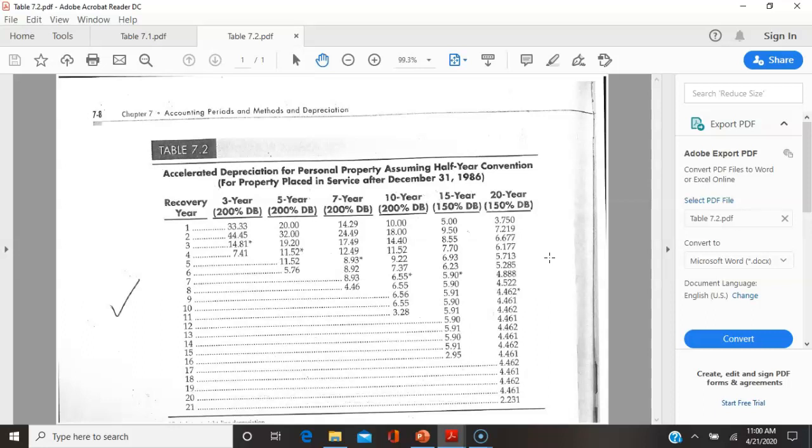Okay, so in this case, we had $180,000 of furniture, and it was 7-year furniture. We're in recovery year number one, the first year of owning it, and it says 14.29. So we're going to take 14.29% times the cost of 180,000. In the next year, we're in recovery year two. We're going to take 24.49% times the original cost of 180,000.